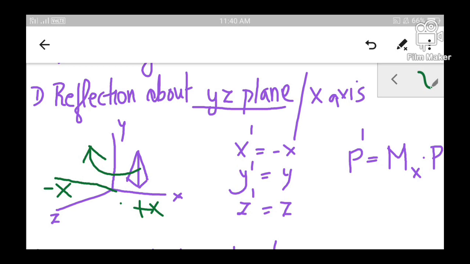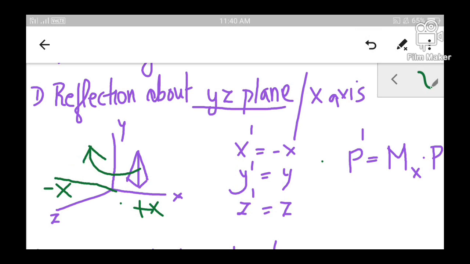Clear? I repeat, whenever you perform reflection about YZ plane, it is equivalent to performing a reflection about x-axis. When you perform a reflection about x-axis, from positive x-axis, the object will be rotated to 180 degrees and the reflected image will naturally land up in a space where x is negative. So from this position, after reflection, reflected image will come in this position.